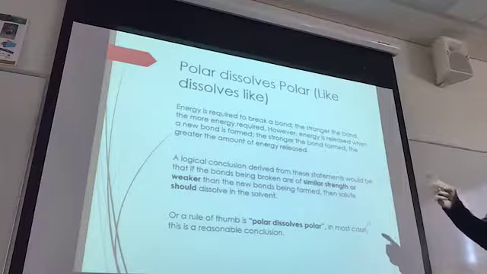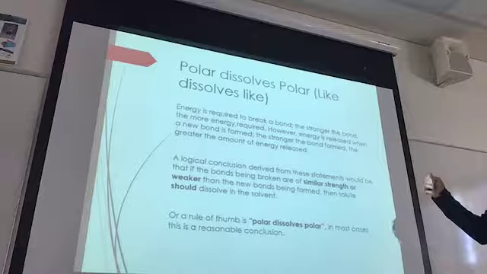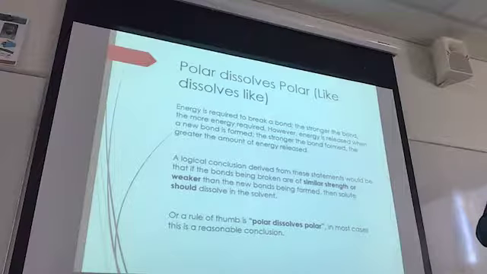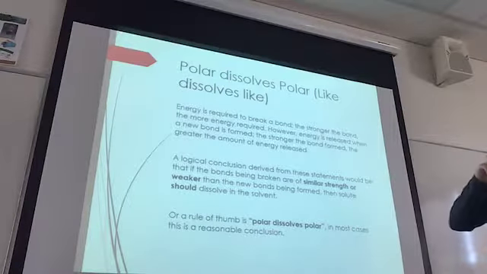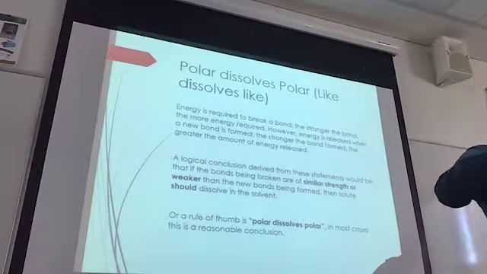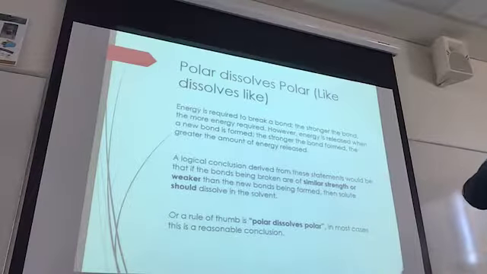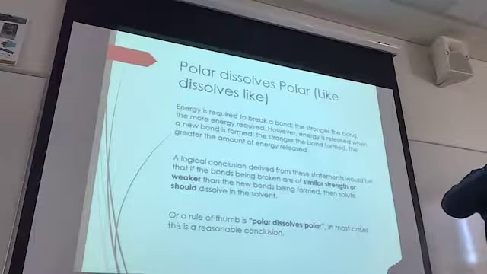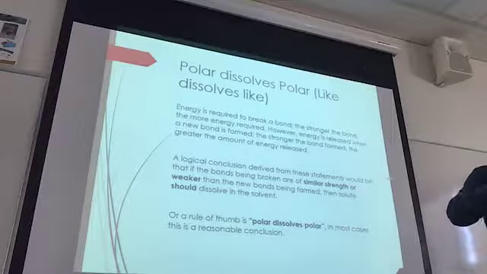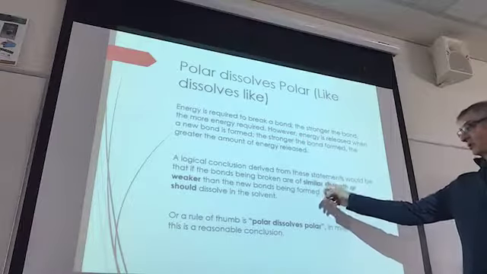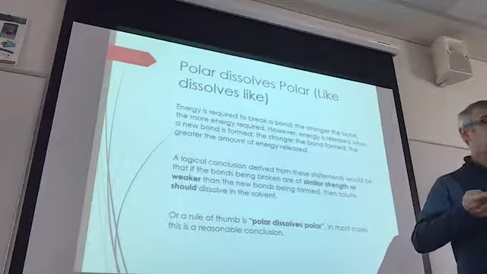So that leaves us with a rule of thumb that polar dissolves polar in most cases. That's a reasonable conclusion. So if we've got some bonds which have a high bond strength and we're breaking those and forming bonds with a high bond strength, they will release energy. Similarly, if we're forming bonds with a high bond strength, but we're dissolving bonds with a lower bond strength, then that relationship will work as well. So the bonds that are being broken are a similar strength or weaker than the new bonds that are being formed.